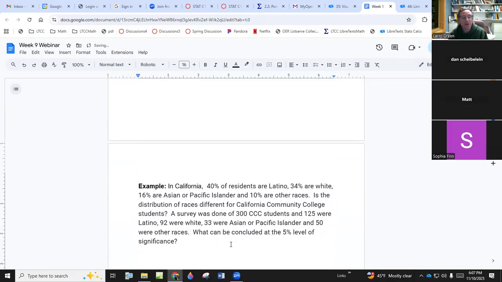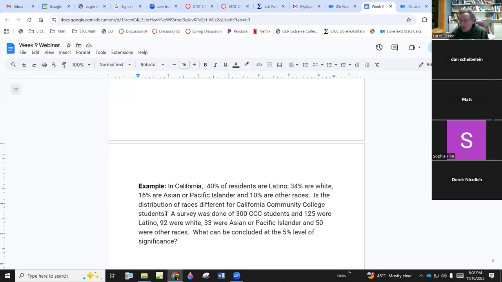Okay, so here's an example. In California, 40% of residents are Latino, 34% are white, 16% are Asian or Pacific Islander, and 10% are other races. Okay. Is the distribution of races different for California community college students?